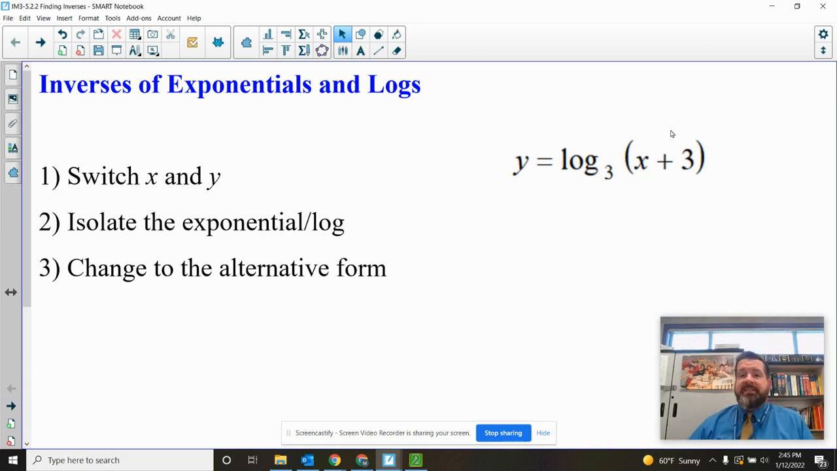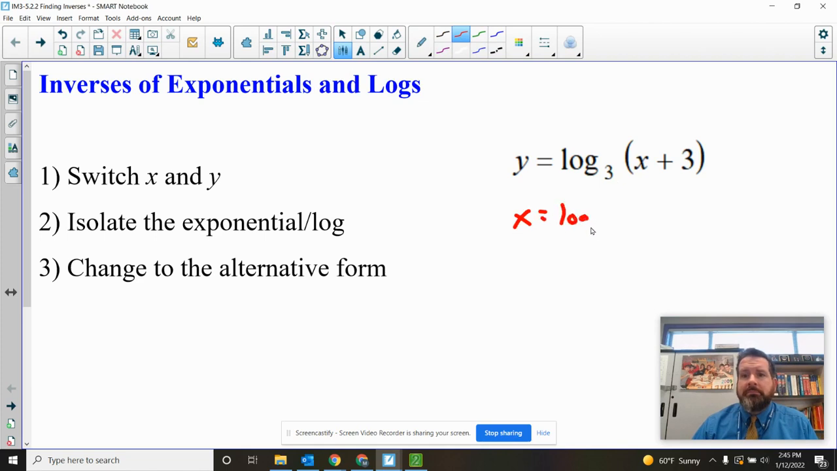Here's your general process. Just like with finding any inverse, the first thing you do is you switch the letter x and the letter y. Everything else stays the same. Then your goal is to get the exponential or the log by itself, meaning if there's any multiplication or division, or if there's any addition or subtraction, those need to be dealt with first. In this case, there isn't. There's some addition, but it's inside the logarithm, so we're going to save it for later.